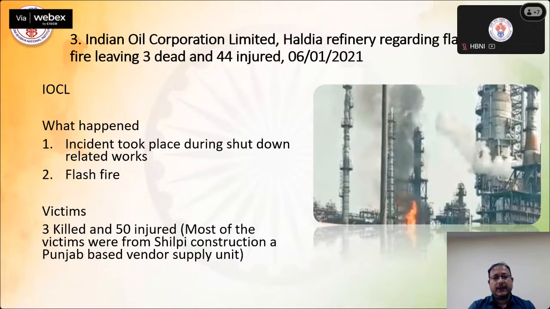Third case is Indian Oil Corporation Limited Haldia Refinery regarding flash fire, leaving 3 dead and 44 injured. More than 44 injured. It took place on 6 January 2021. I am citing only some of the recent cases which are related to chemical emergencies, or say chemical disasters. The location was IOCL Haldia, and what happened?